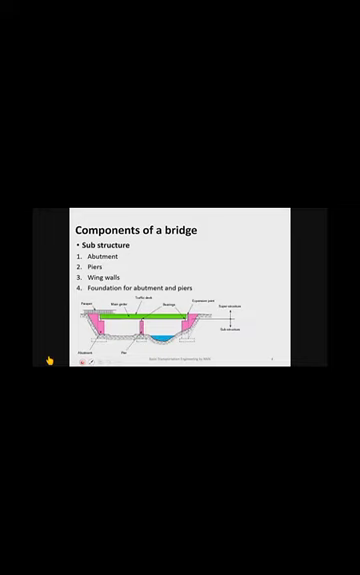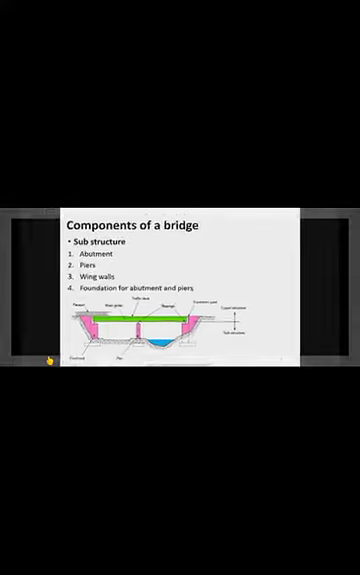The components of bridges in the substructure are the abutment, piers, wing walls, and foundation for abutment and piers. That is, the foundation, wing walls, piers and abutment. This comes under substructure.